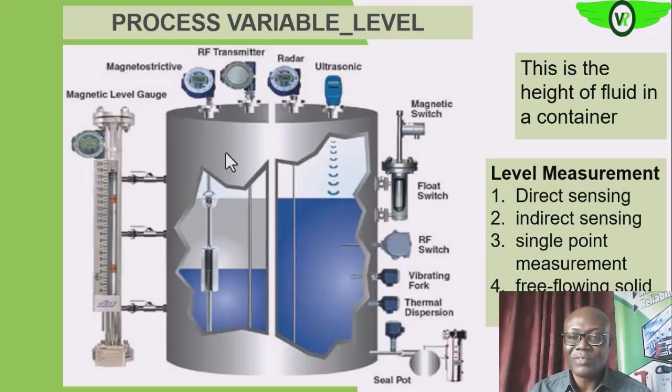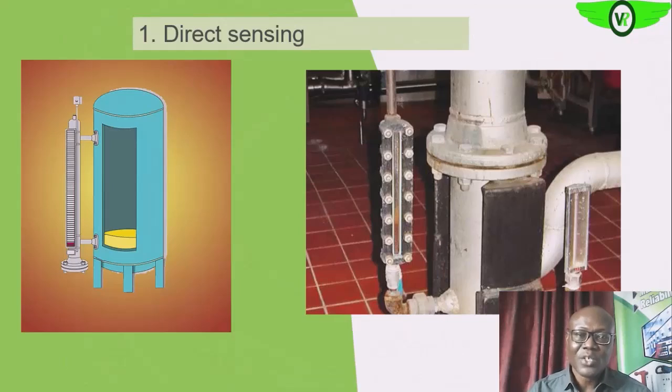All of these are different methods that we can use to sense the level of fluid in our vessel or in our process. So let us look at some of them in a little bit more detail now. This is the direct sensing method, which is the sight glass.